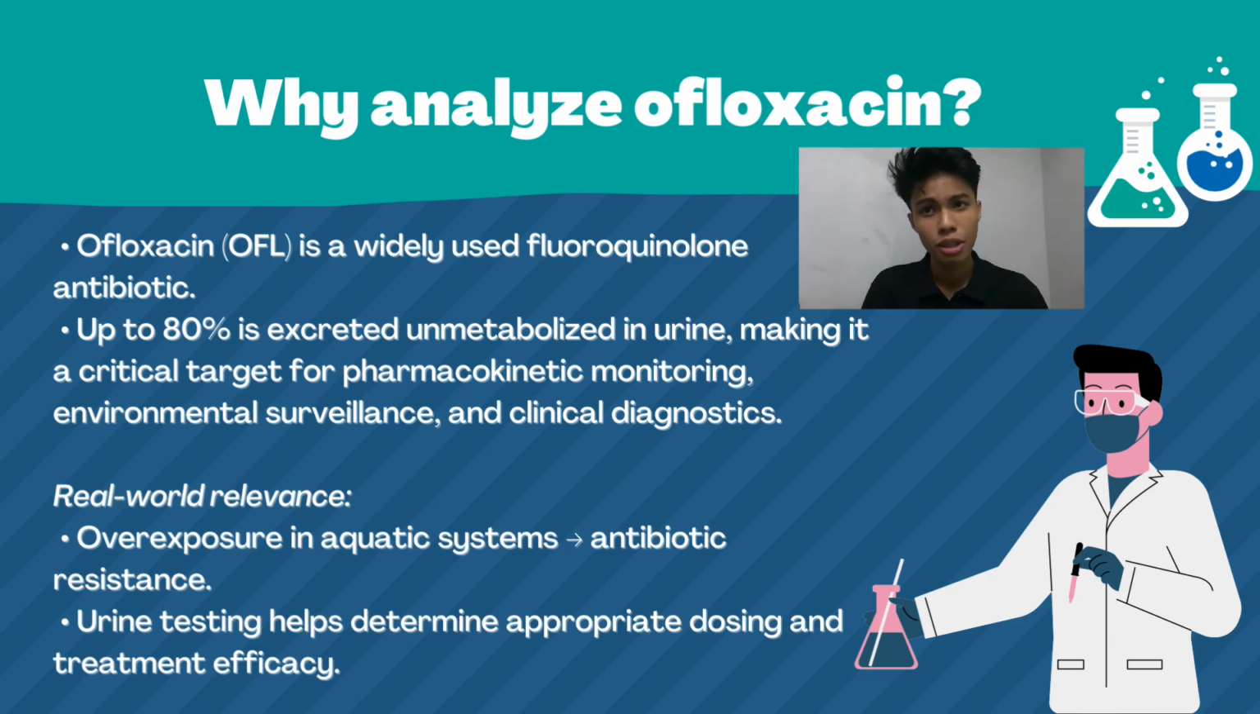Okay, so now, why do we analyze ofloxacin? Ofloxacin is a commonly used fluoroquinolone antibiotic that treats infections like UTIs and also respiratory illness. What's important is that around 70 to 80% of ofloxacin is excreted from the body through the urine without being metabolized. That makes urine a useful sample for monitoring the drug in patients.